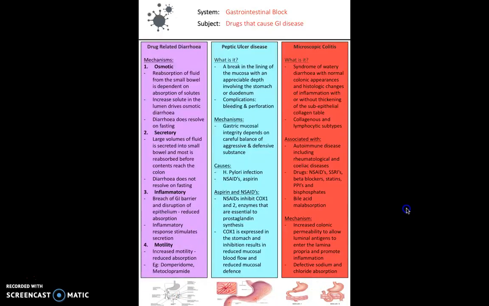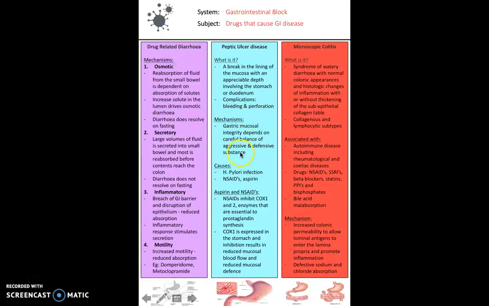So next, very quickly be aware of drugs that can consequently cause GI disease. So we can have drug-related diarrhea, and this can occur due to 4 different mechanisms. So this could be osmotic, secretory, inflammatory or motile. Peptic ulcer disease can occur due to drugs, so this is a break in the lining of the mucosa with an appreciable depth, which involves the stomach or duodenum. So complicating wise, this can cause bleeding and perforation.